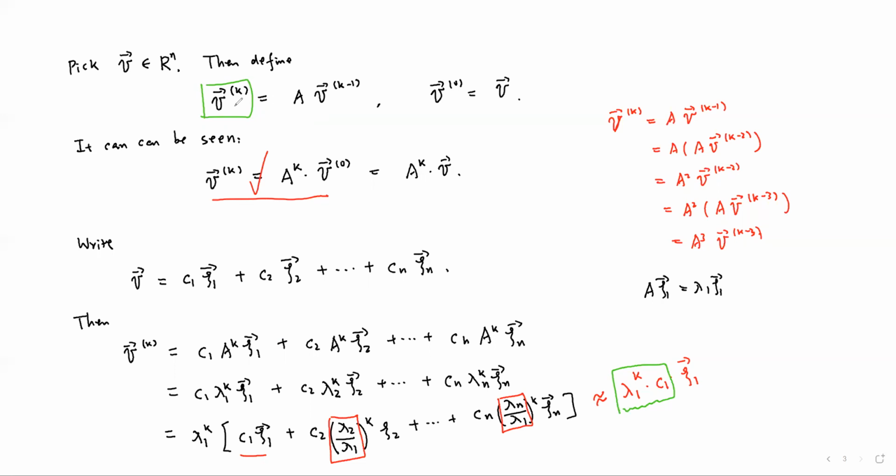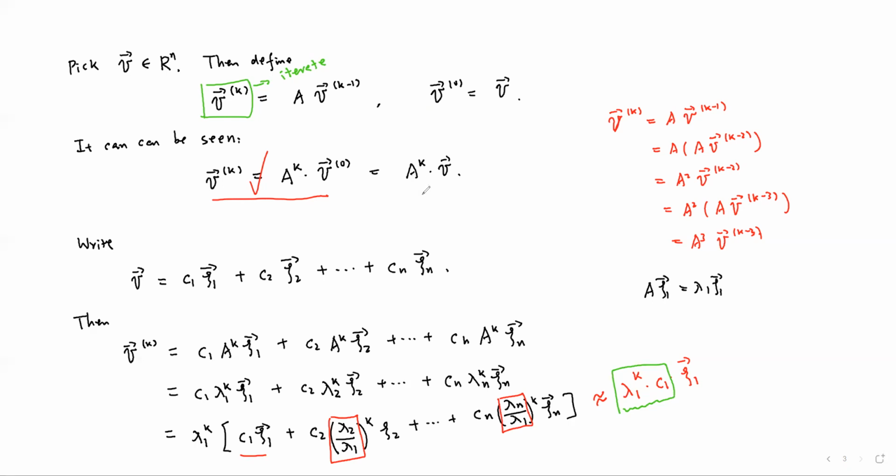Let me give a name to Vk. Let me call it an iterate. Vk is an iterate. So the iterate Vk, when k is large, roughly is an eigenvector associated with the dominant eigenvalue lambda 1. So this simple idea says that we can find the dominant eigenvector by multiplying the vector V by a power of the matrix A.